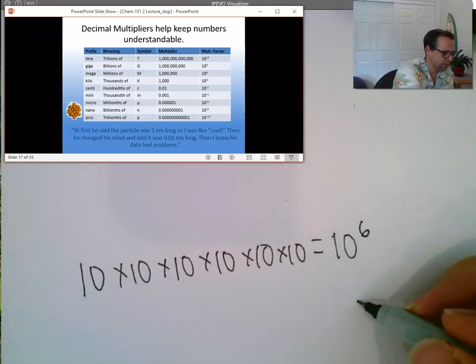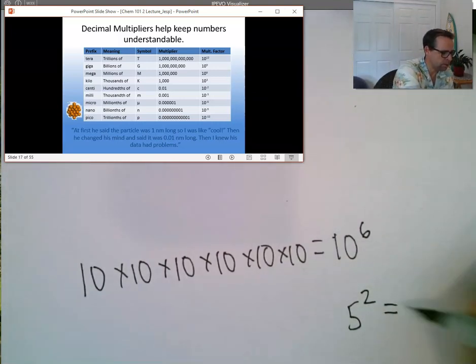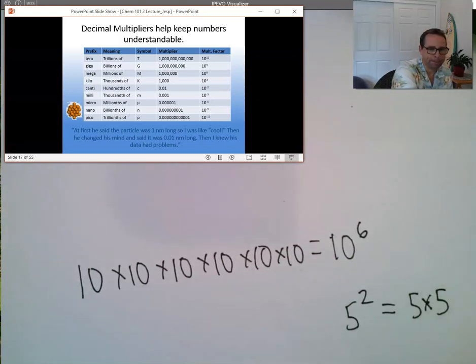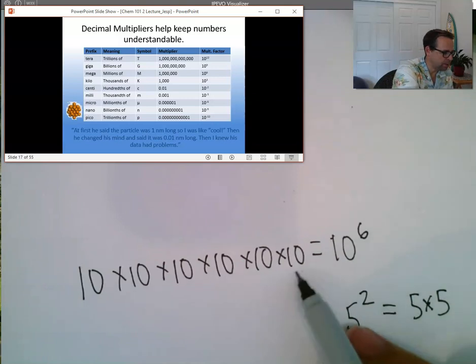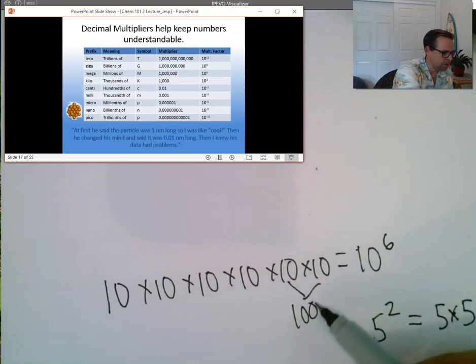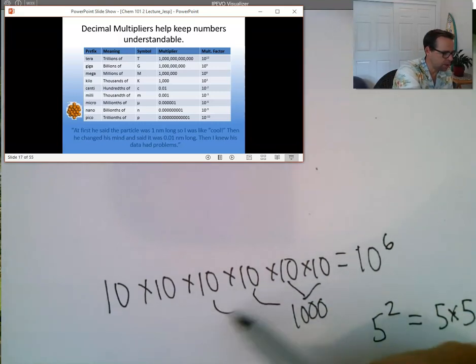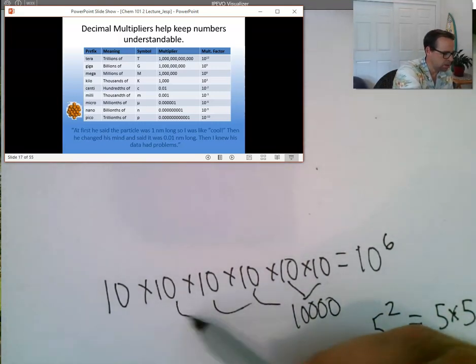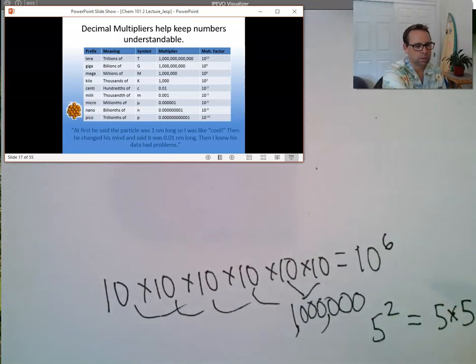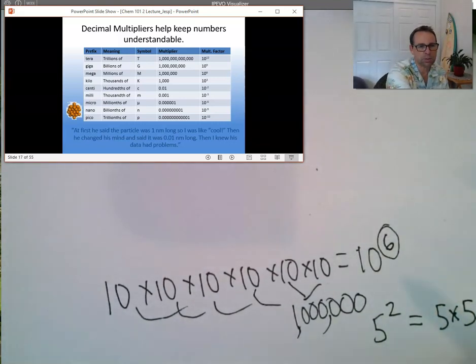So, for example, 5 squared is equal to 5 times 5, right? So 10 to the 6 is 60? No, what's 10 times 10? 100. Times 10 is 1,000. Times another 10, 10,000. Times another 10, 100,000. And times another one, 1,000,000. Oh, it's 6 zeros. That's right. That's telling you how many zeros there should be.